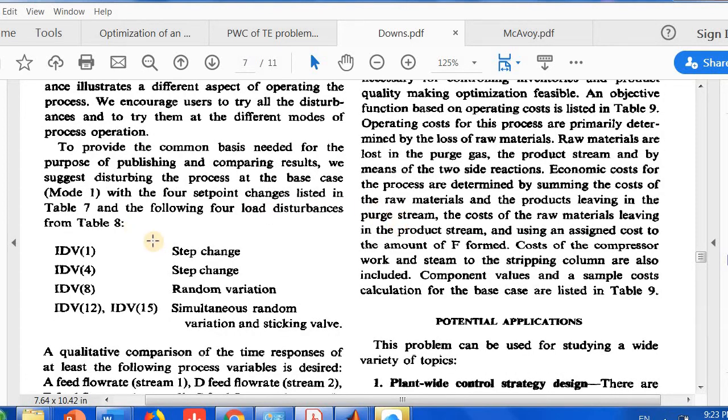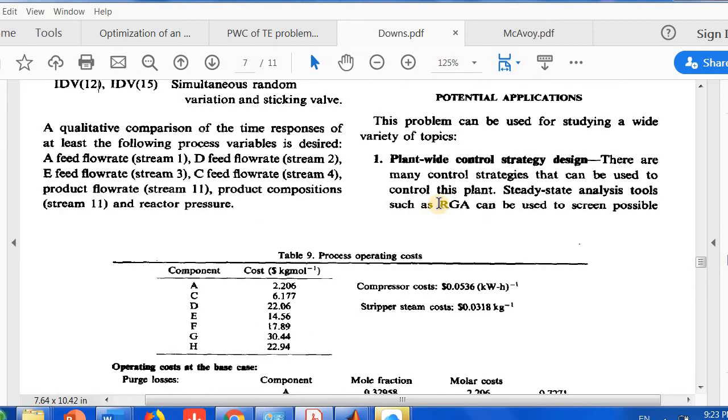So what I want you to concentrate more on, and I'm just basing this on the paper: Mode 1 has 4 set point changes suggested, so this is for you. We will also suggest for you to do 4 load disturbances: step change in IDV1, step change in IDV4, random variation IDV8, and simultaneous random variation and sticking valve, IDV12 with one of them and IDV15 with one of those. So we need only to do this, just to make it simple for you.